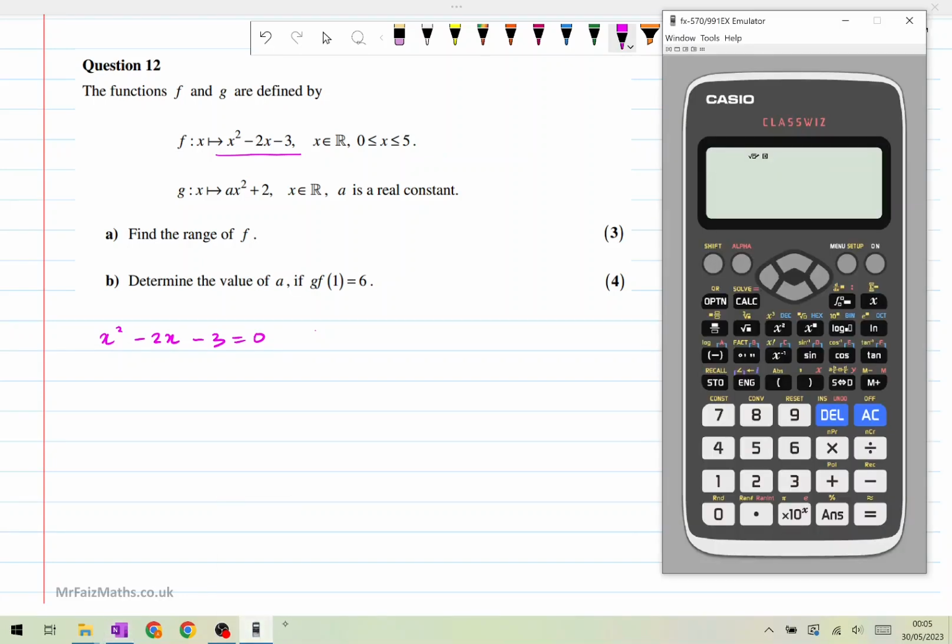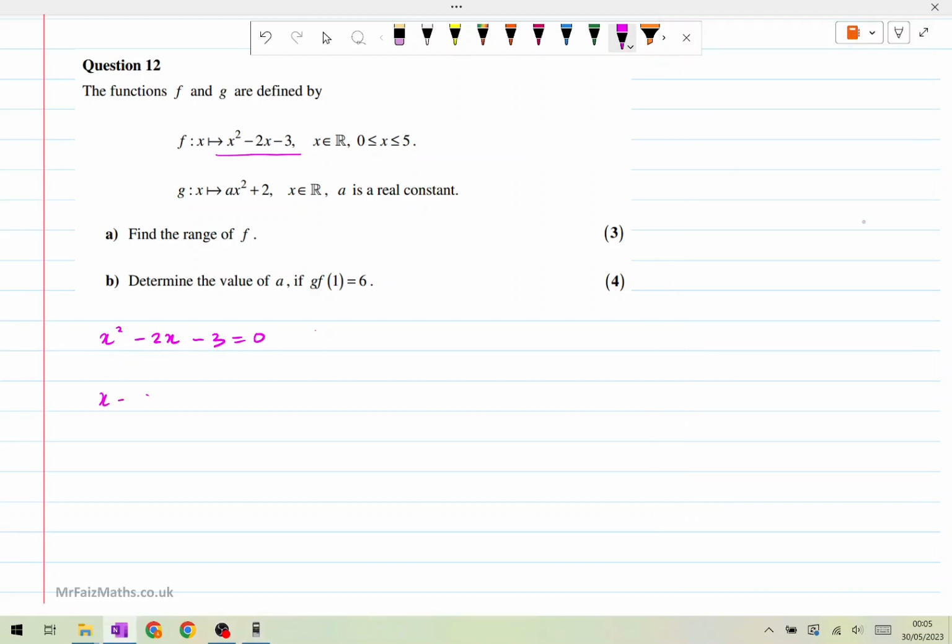Now, this can be factorized quite easily, but I'm just going to do this on the calculator. So degree, polynomial degree 2. So we'll put the values in. a is equal to 1, b is equal to minus 2, and c is equal to minus 3. So this gives us one of the solutions is x equals 3, and the other one is x equals minus 1. So x is equal to 3 or x is equal to minus 1.